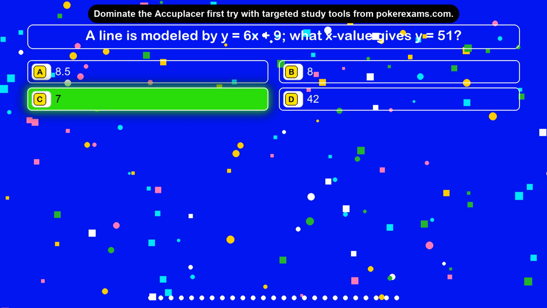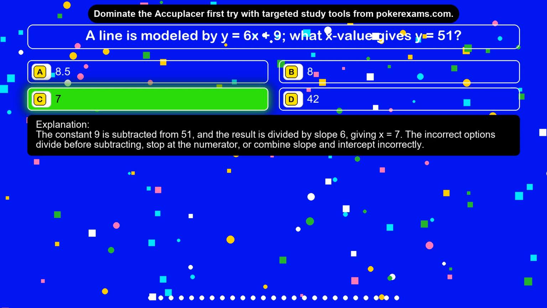The correct answer is option C, 7. The constant 9 is subtracted from 51, and the result is divided by slope 6, giving x = 7. The incorrect options divide before subtracting, stop at the numerator, or combine slope and intercept incorrectly.